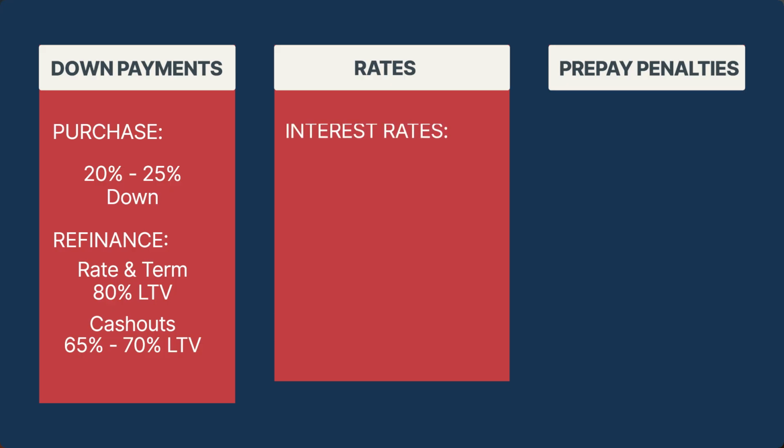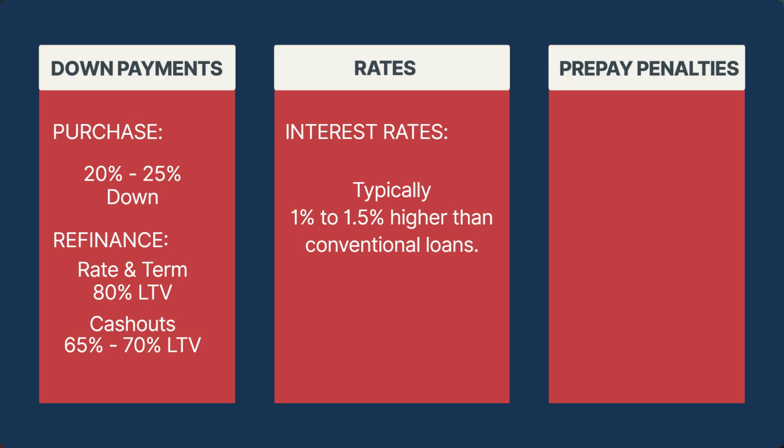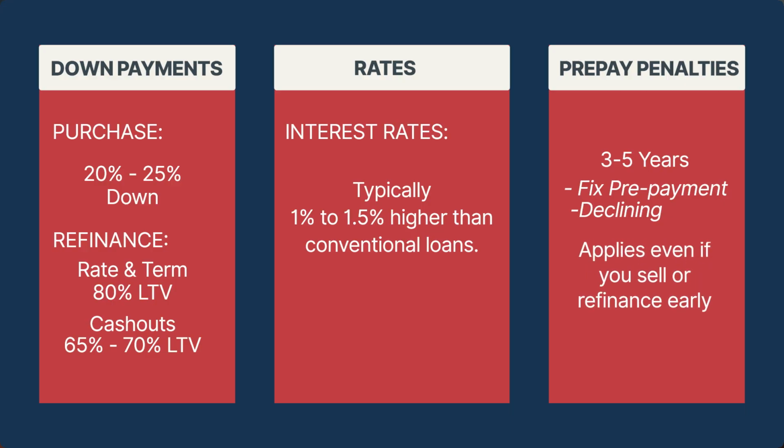As far as interest rates, it's going to vary drastically, so it may be very different today than when you're watching this video, but generally it's about 1% to 1.5% higher than conventional. The next thing we'll talk about is prepayment penalties, which are very common in DSCR. They're usually around 3 to 5 years, either fixed prepayment or declining. And this applies even if you sell or refinance early. This is a major difference from conventional loans and something you really must understand before applying for DSCR financing.